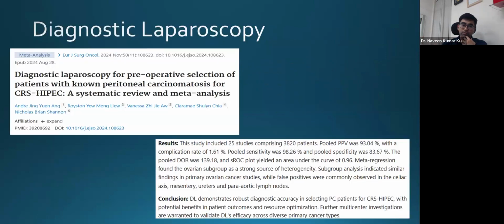So first is diagnostic laparoscopy. Diagnostic laparoscopy for preoperative selection. This was a systematic review and meta-analysis done in 2024, and the finding is that if diagnostic laparoscopy is done, then the pooled sensitivity was around 98% and specificity was 83%. So it had very good diagnostic accuracy. Though it is not part of the guidelines at present, it has to be implemented to see the extent of disease and then proceed ahead with the procedure.